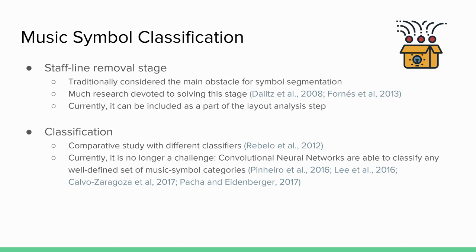Once we have isolated the symbols, we can run a classifier. There was also a lot of research on this issue, but nowadays with deep convolutional neural networks, we can classify very well any well-defined set of symbol categories, as long as we have some ground truth data to train these models.